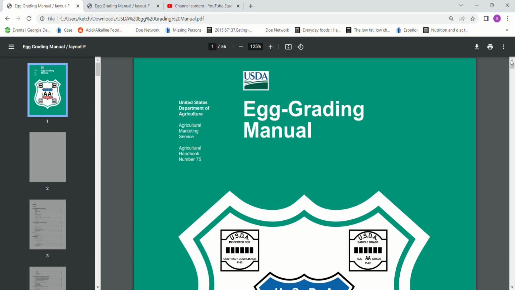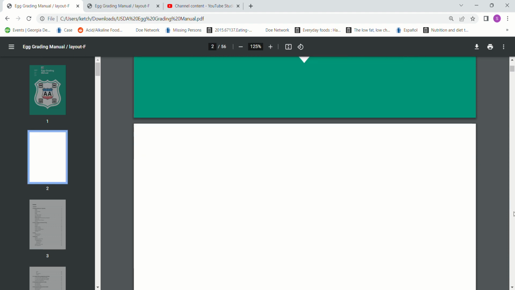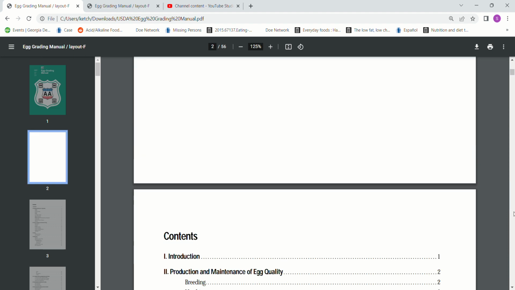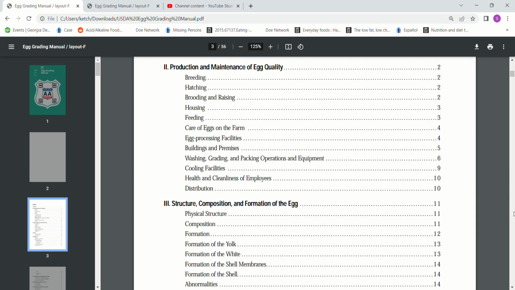We've been reading the Egg Grading Manual, Agricultural Handbook number 75. I just want to stop and show you some of the contents, and then I'm going back to where I was reading.